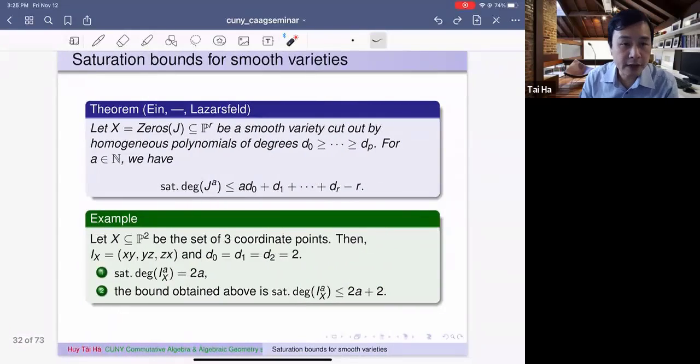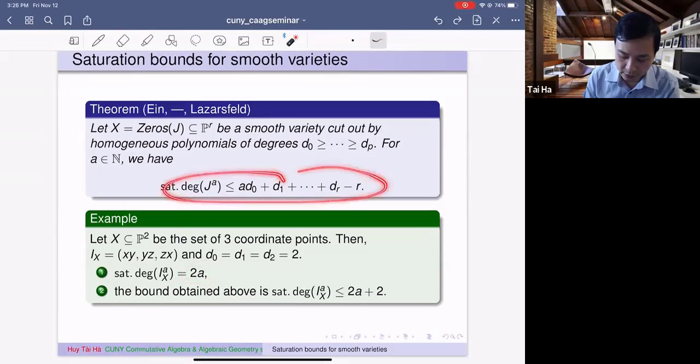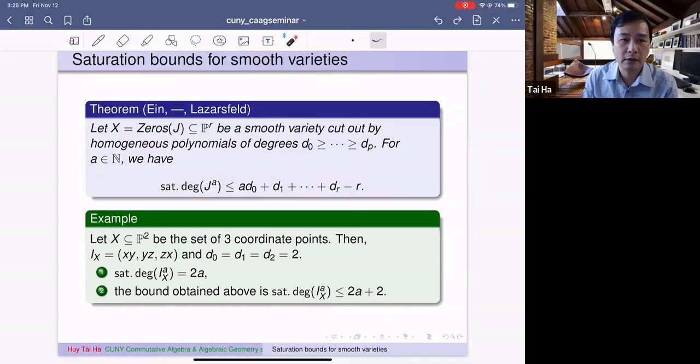Now, this is a very simple example where you take 3 coordinate points. The ideal is easy to figure out. In this case, d0 equals d1 equals d2 equals 2. One can compute the actual saturation degree of the A-th power of the ideal of X, and that happens to be 2A. The bound that we get here is 2A plus 2. So in some way it is close, but it's not exact. It's not really sharp.